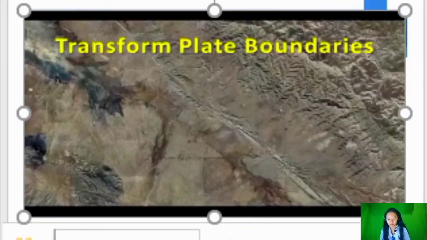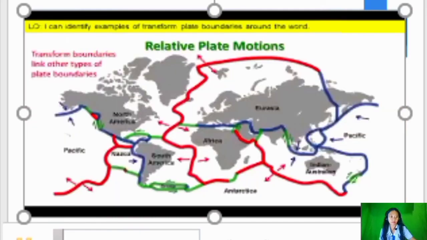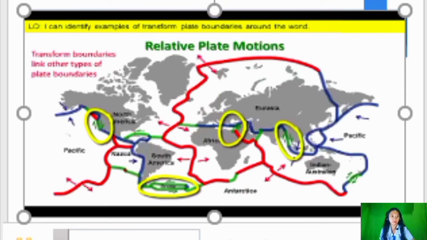Transform plate boundaries represent some of the most dangerous geological features in North America, but they can be so deceptively modest in their physical appearance that we build major cities on top of them. Plates slide past each other along transform boundaries, here illustrated by the green lines. While they're rarer than their divergent and convergent cousins, they can be recognized in several locations, typically forming links between longer segments of convergent or divergent boundaries.